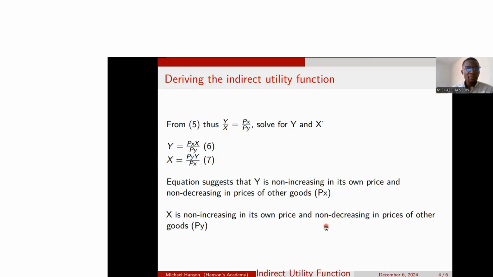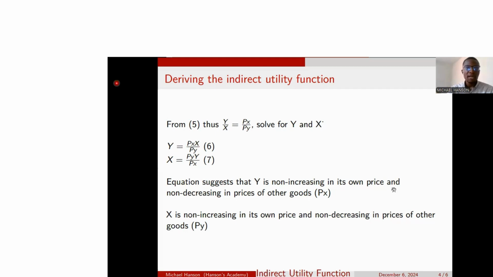Exactly. But it's non-decreasing in the prices of other goods, y. And that is the typical relationship of demand that will be introduced to you in the longer term as you advance. So from equations 6 and 7, we see x depends on both prices and the quantities of y. Similarly, y depends on both prices, but also the quantities of x.